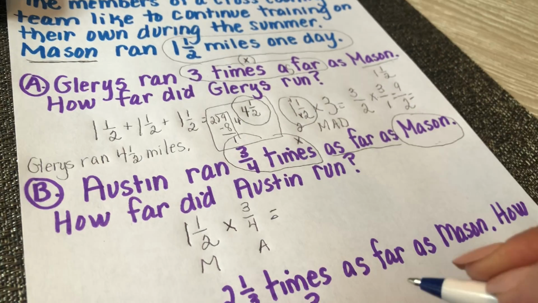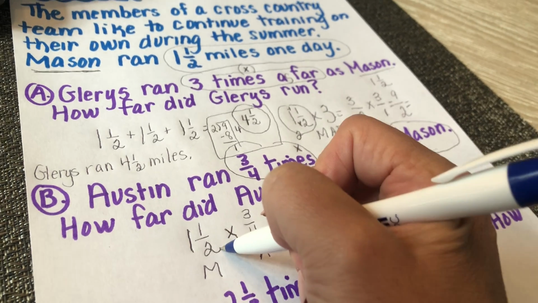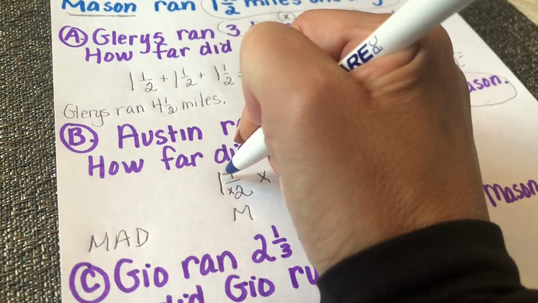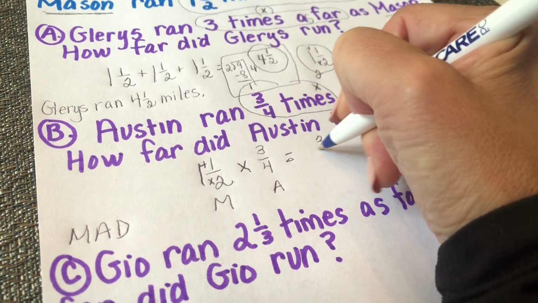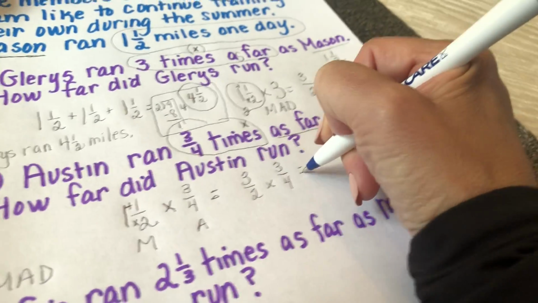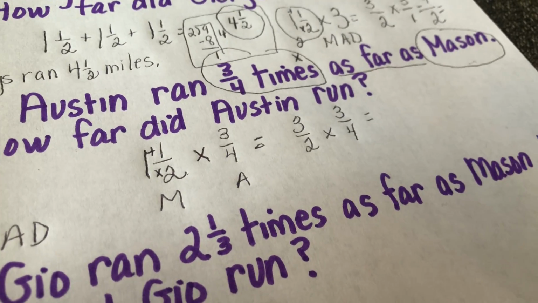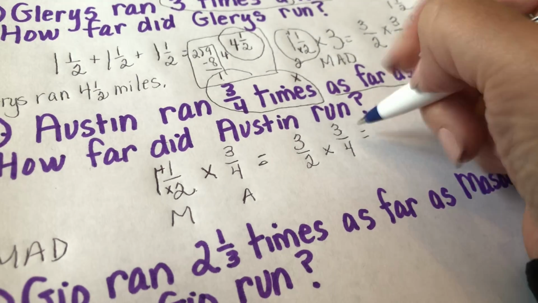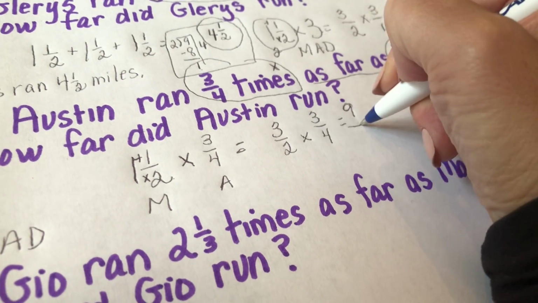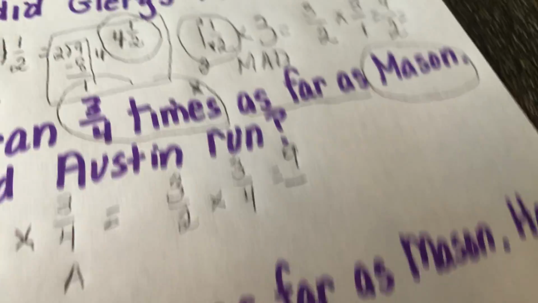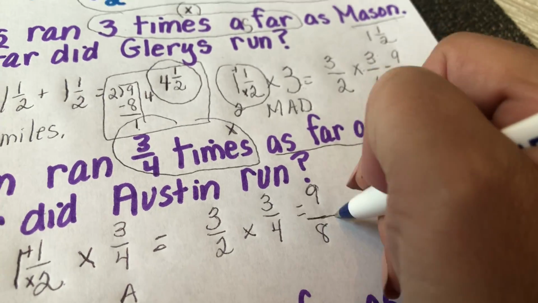Now again, boys and girls, we need to change our mixed number into an improper fraction using MAD, M-A-D. 2 times 1 is 2, plus 1. 3/2 times 3/4. Now we know we need to multiply our numerators first. 3 times 3 is 9. And then our denominators would be 2 times 4, which is 8.